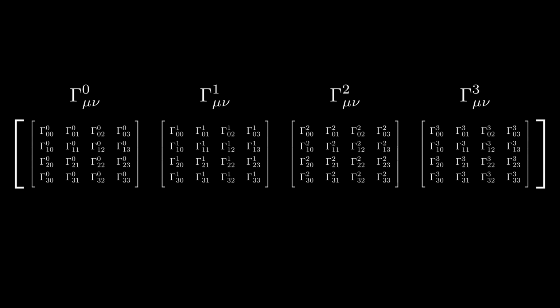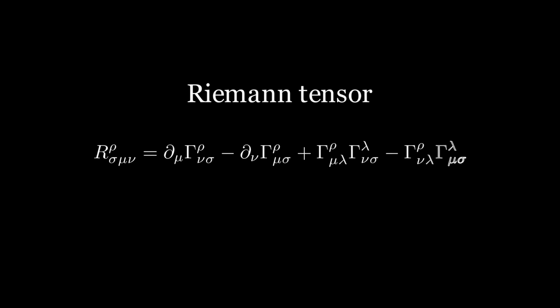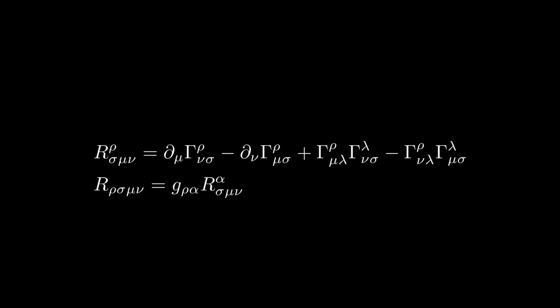I also said in previous videos that non-zero Christoffel symbols themselves do not necessarily mean that there is curvature present. That job is done by the Riemann tensor. This is typically the highest rank tensor that you will see in standard general relativity. The Riemann tensor is composed of the Christoffel symbols. There is a sum over lambda in the last 2 terms. Just as with previous quantities, we can lower and raise indices with the metric tensor.